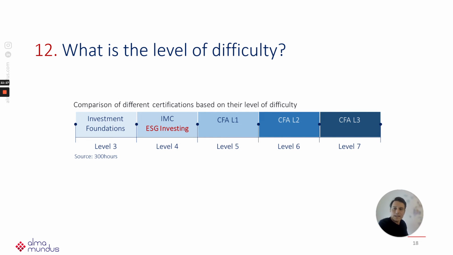Question number 12, what is the level of difficulty? To talk about the level of difficulty, we're going to compare the CFA ESG certification with other certifications. So it's going to be the same level of the IMC Investment Management Certification. That is level 4. So, and it's going to be easier than CFA 1. So CFA 1, CFA 2 and CFA 3 are level 5, 6 and 7 for the CFA Institute. CFA ESG certification is level 4. So compared with the CFA 1, the CFA ESG certification requires less reading and no calculations are needed to answer the questions in the exam.